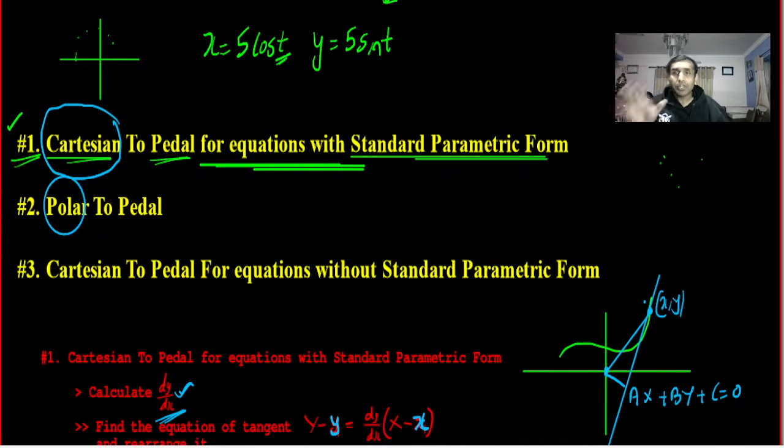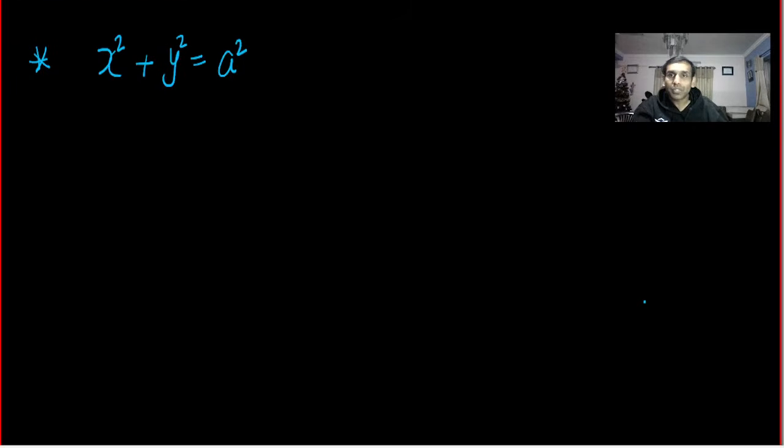So see, we have only two categories, Cartesian and polar. But Cartesian itself is divided into two. Cartesian equations whose parametric form is known for everyone, and Cartesian equations which do not have standard parametric form. So let's go back to the question. So we have x square plus y square equal to a square. Question number 1. Is it Cartesian?